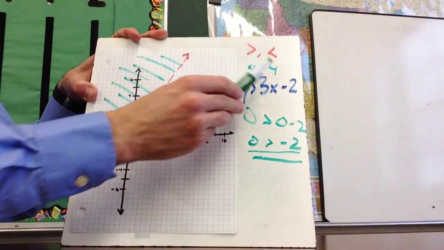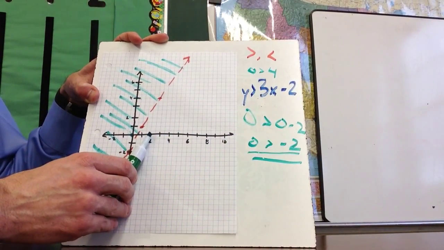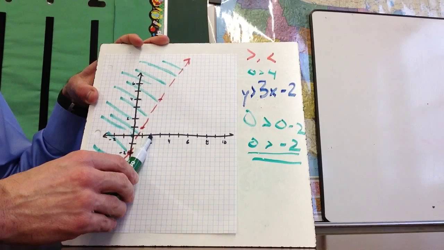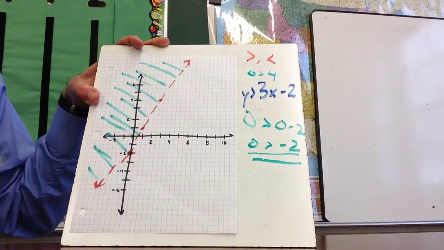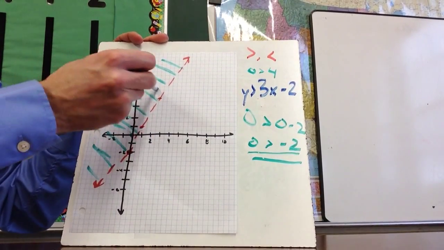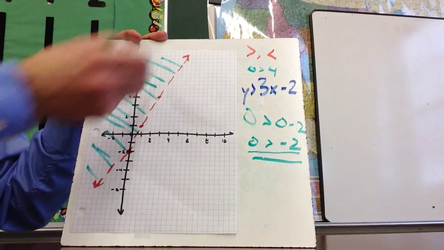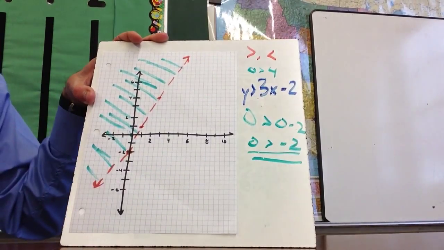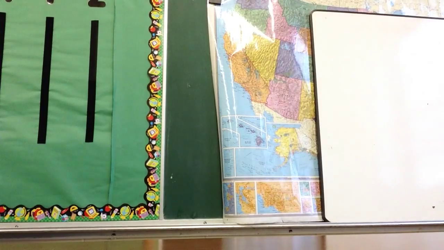Okay, and since 0 is not greater than 4, this point here is not part of the solution set, which is why it is not shaded. So remember, what you're doing now is you're not only developing this line, but you're also figuring out which side should be shaded. All right, let's try another problem.